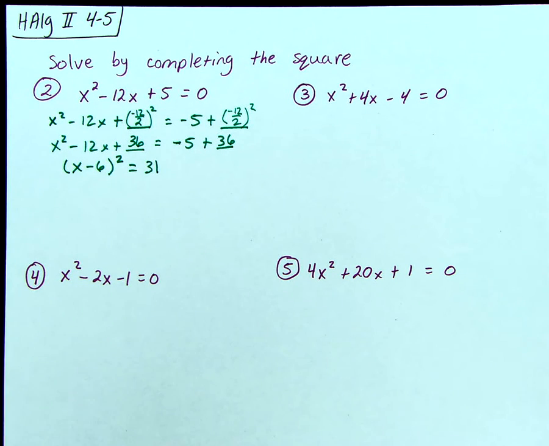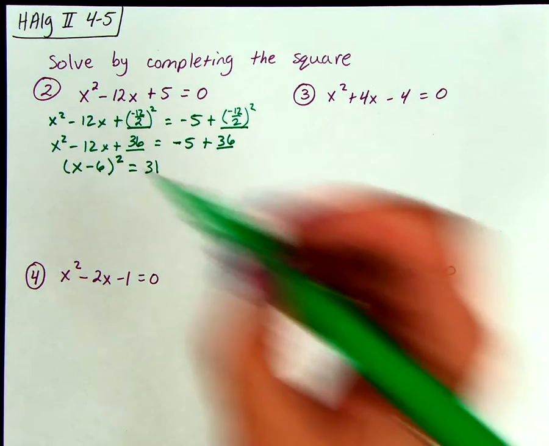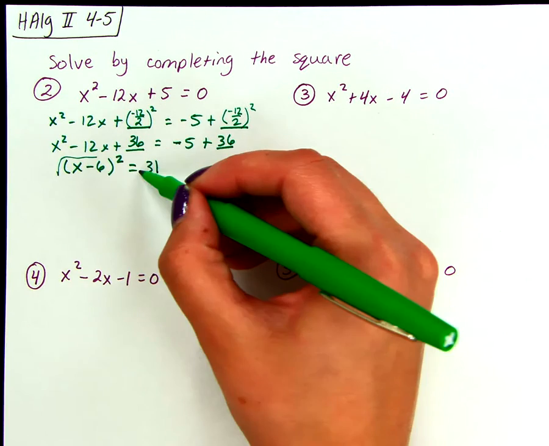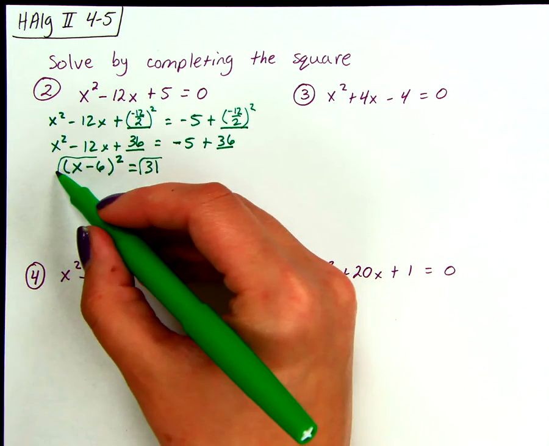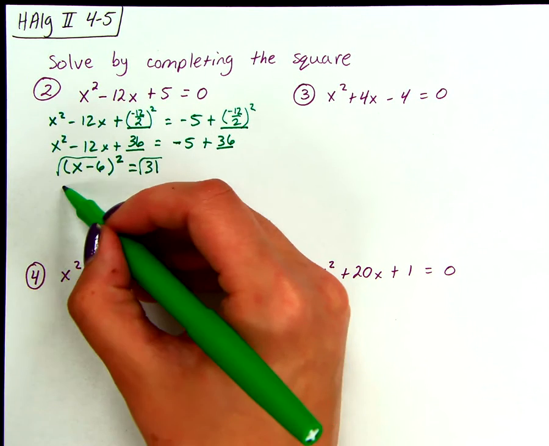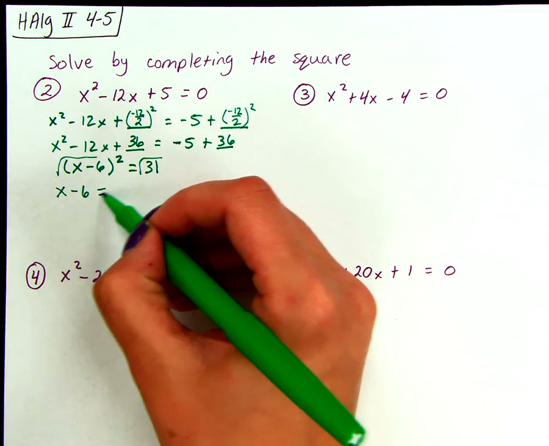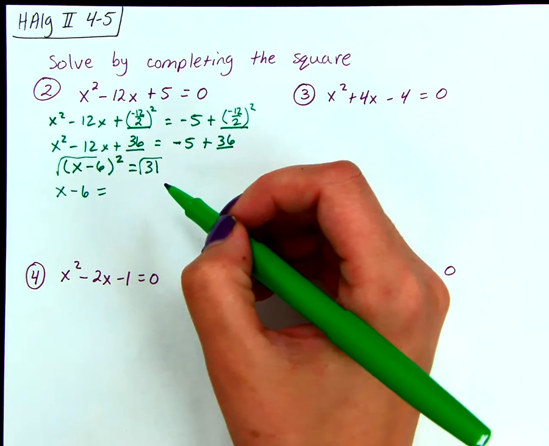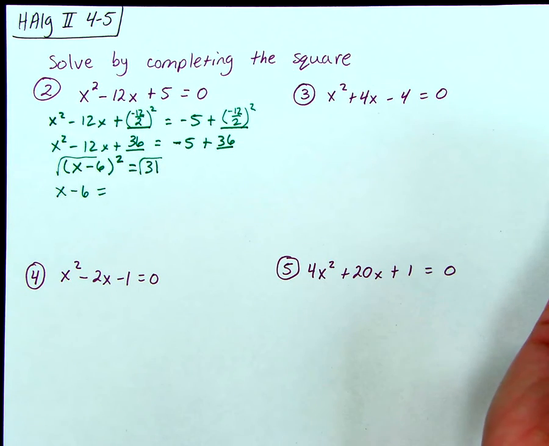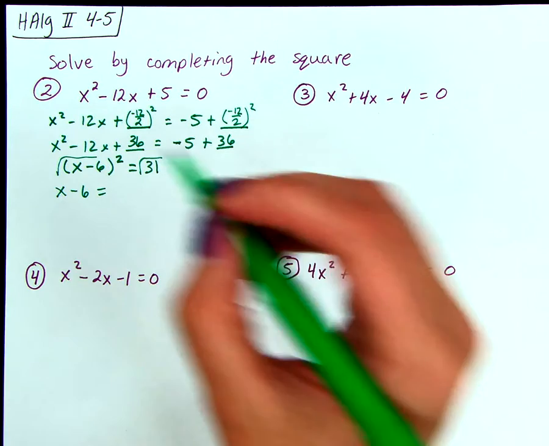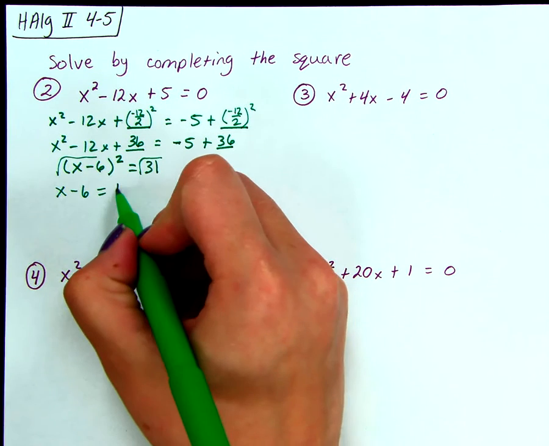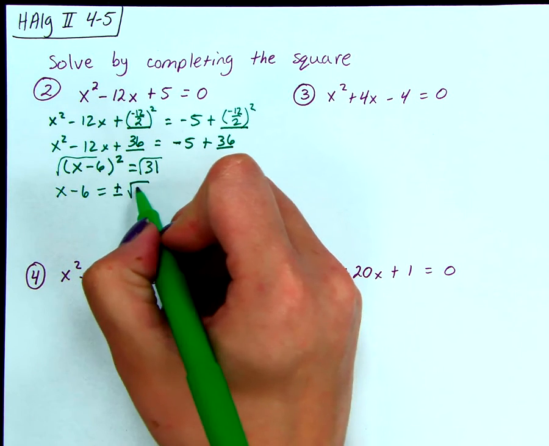Okay, so now we're using our square root property to continue to solve. So I'm going to take the square root of each side. So the square root and the power cancel, so we are left with x minus 6. And then the square root of 31, we can't simplify it because 31 is a prime number and it's not a perfect square. So we just have to make sure that we remember that we have a positive and a negative square root when we solve.